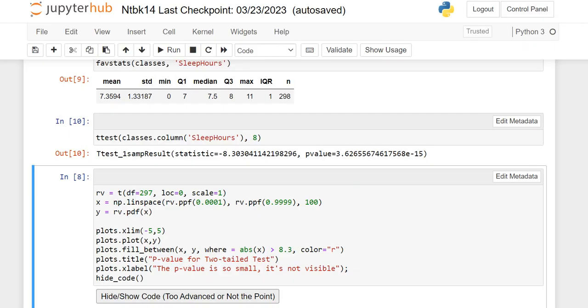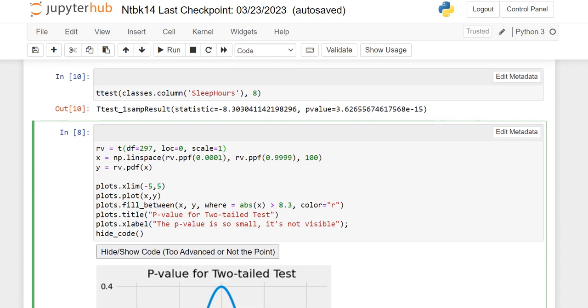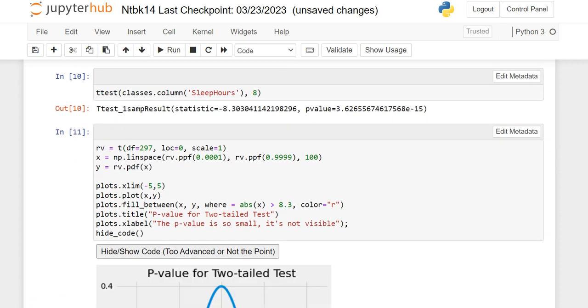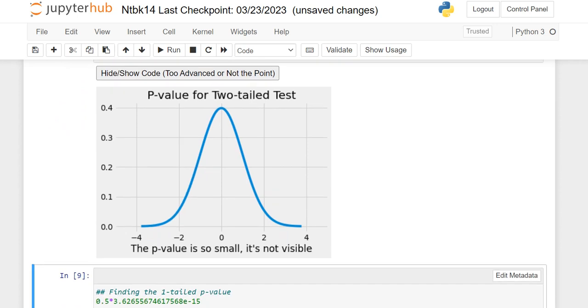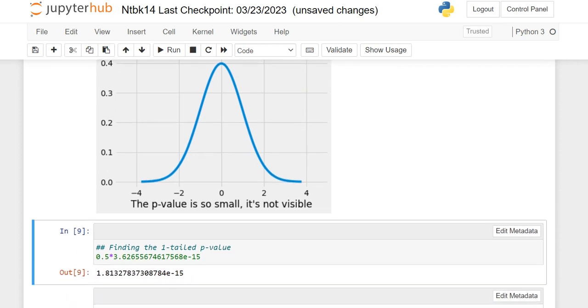Now the graphics here are going to create a picture of what's going on, okay? And notice that the p-value is so small it's not even visible. Up above in example 1, they showed us some p-values, and there's a red line down here. We'll talk a little bit more about that in the future.